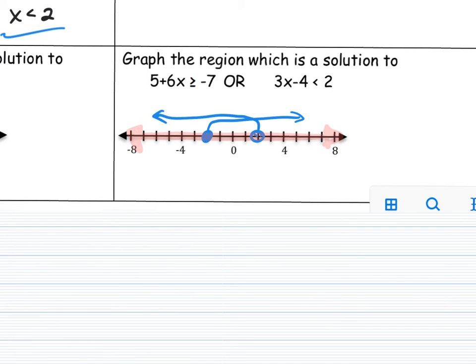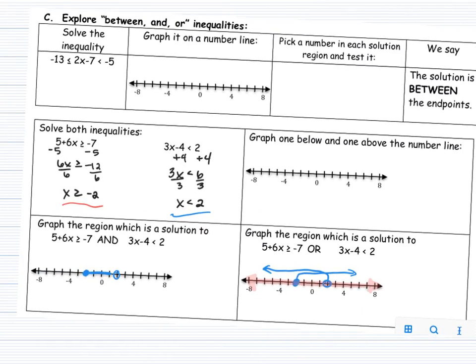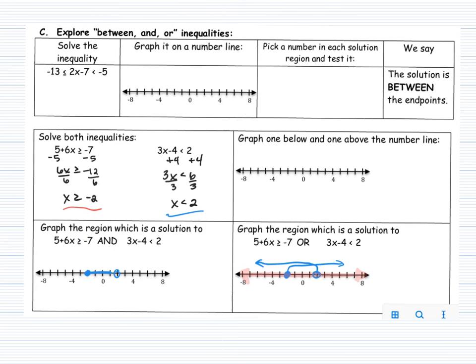So that is it for 5b-1. Make sure that you are up to date on this stuff. We'll head to 5b-2, which is quadratic inequalities, next class.